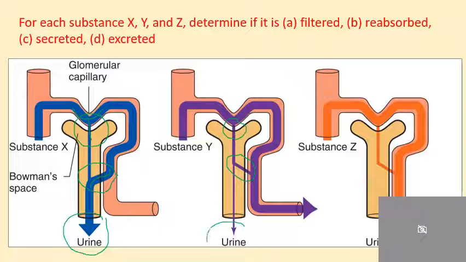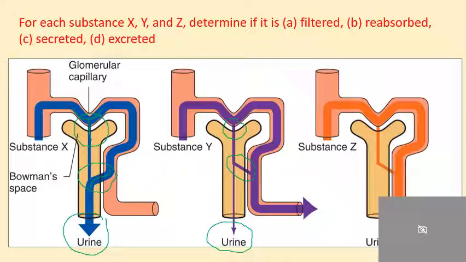Every component of urine is eliminated from the body and so is excreted. So substance Y is filtered, it is reabsorbed, it is not secreted, and it is excreted. Moving on to substance Z.